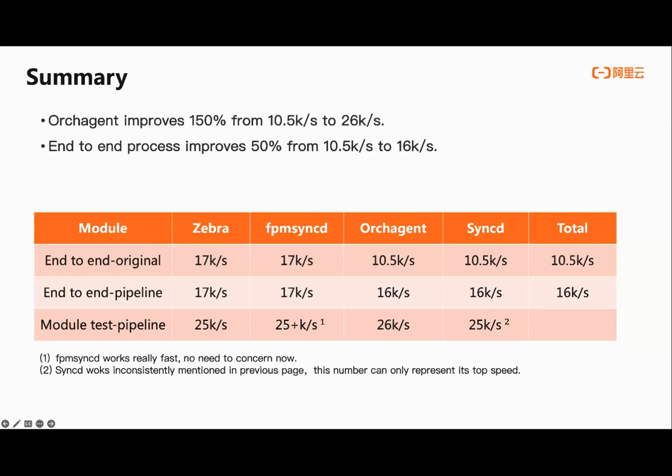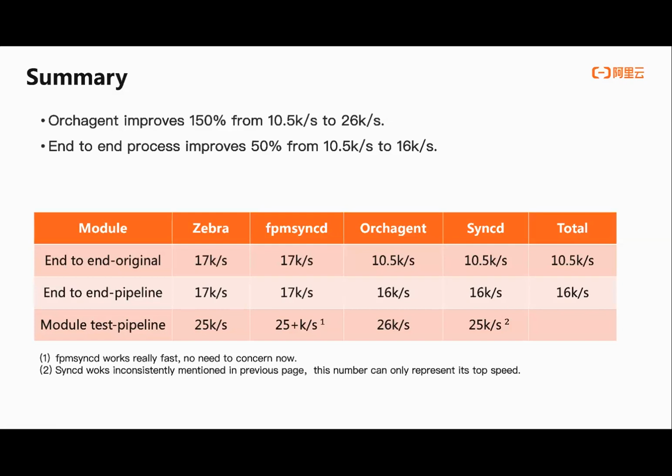Sorry for the interruption. Actually, I don't understand the difference between the end-to-end pipeline and the module test pipeline. For the module test, we only run Zebra, or only run FPMSYNCD, or only run Orchagent, separately, not in a whole process. End to end means that the routes come from BGP to Zebra to FPMSYNCD and finally to SYNCD.